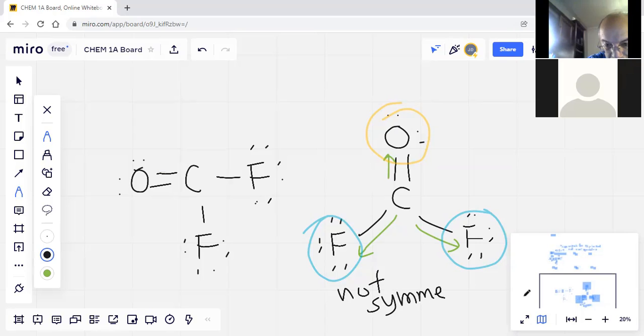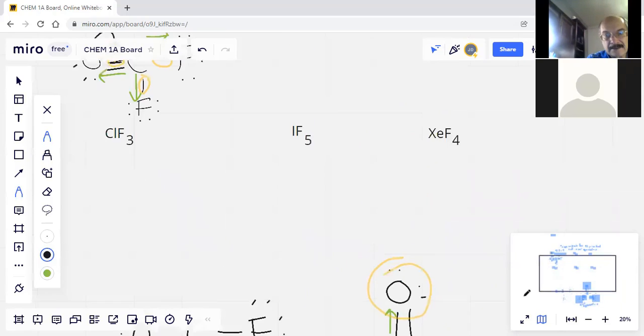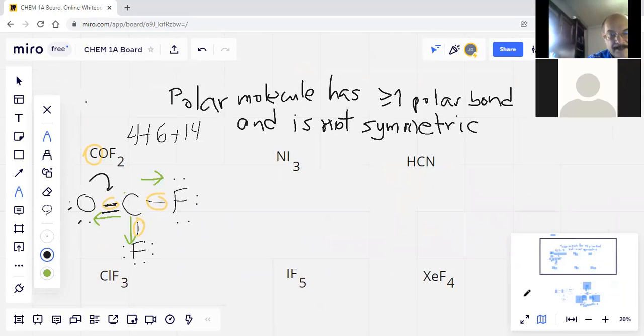Symmetric means essentially that you have the same things on both sides of some kind of an axis, right? And the reality is that they're not. If you were to draw an imaginary line through here, you can see that what's on the bottom side of that line and what's at the top of that line is not the same. So therefore, this molecule is not symmetric. And so we can go back and say with confidence that this molecule here is going to be polar.